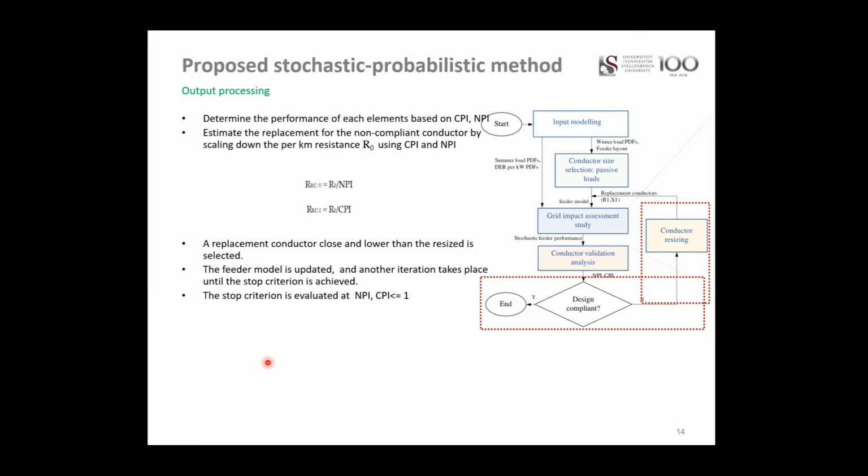So this is a whole process that we also did for our study. A replacement conductor close to and lower than the resized one is selected, and then the feeder model is updated. Our stopping criterion is just to ensure that the node performance index and the conductor performance index are less than or equal to 1. At that point, we return our resistive values and the corresponding conductor sizes.